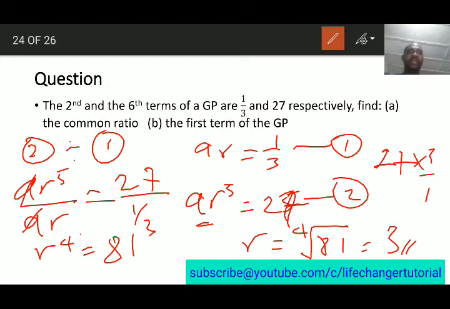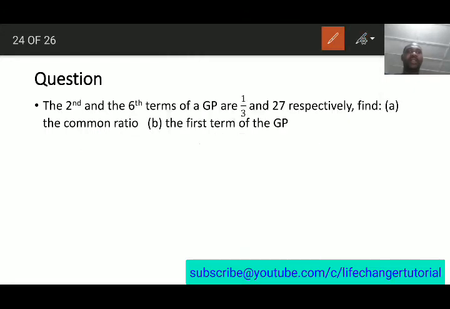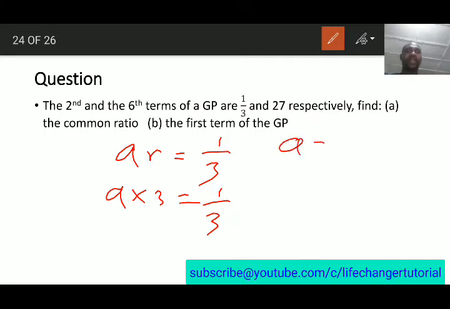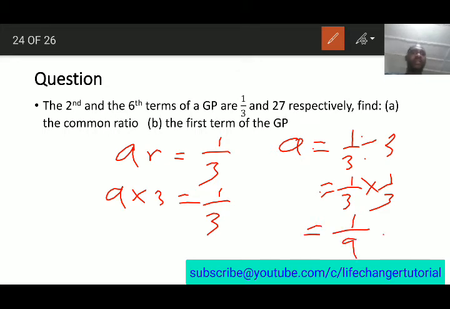So the next thing we are asked to find is the first term of the GP. So since my common ratio is 3, getting the first term shouldn't be a problem. And we can use any of the equations. Since we started by saying AR is equal to 1 over 3, and A times the common ratio we just got to be 3 is equal to 1 over 3, I can divide both sides by 3. So A will be 1 over 3 divided by 3, which means 1 over 3 times 1 over 3. So meaning that the first term is actually 1 over 9.